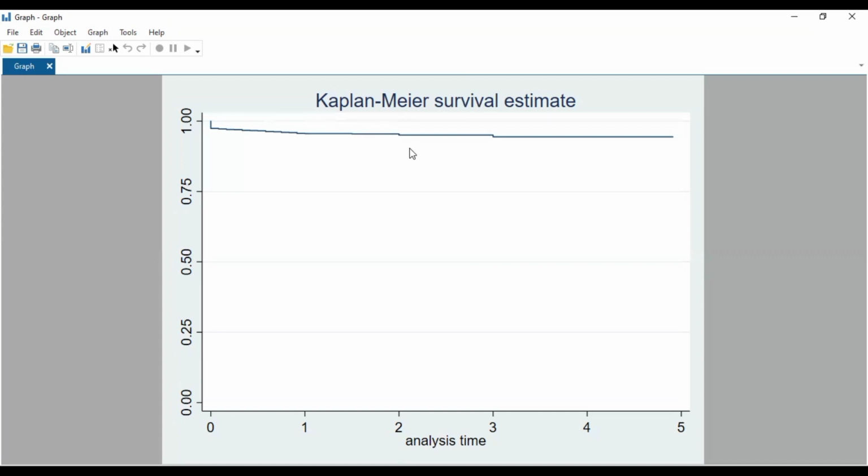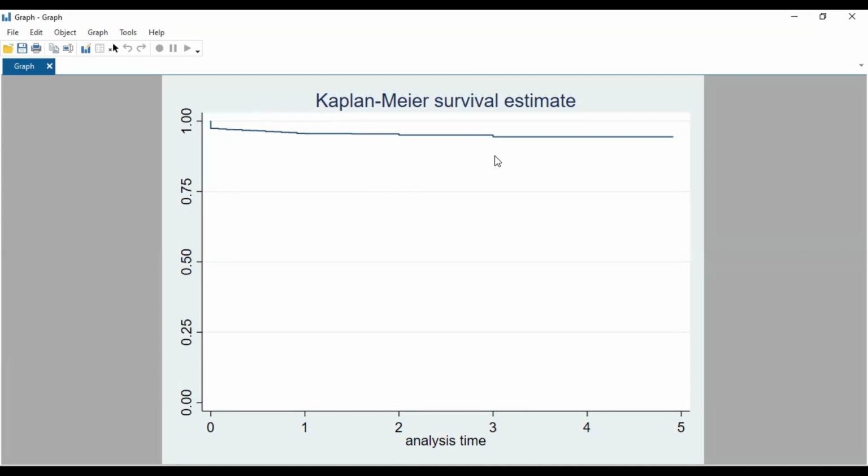Now, we also need to really understand the steepness of the curve. The steepness of the decline portion of the curve indicates the rate at which events are occurring. Now, notice this point.